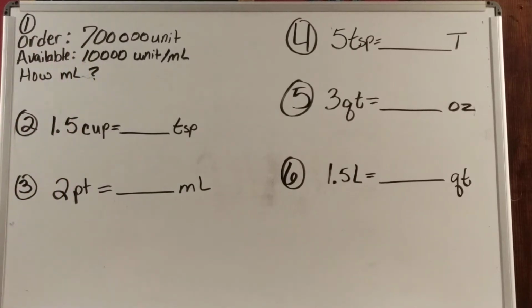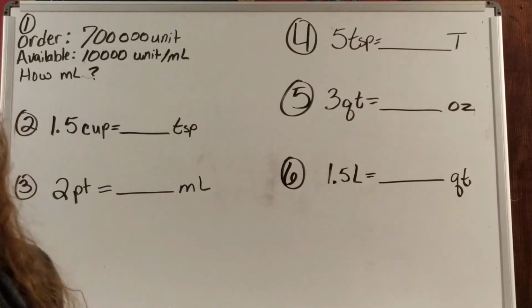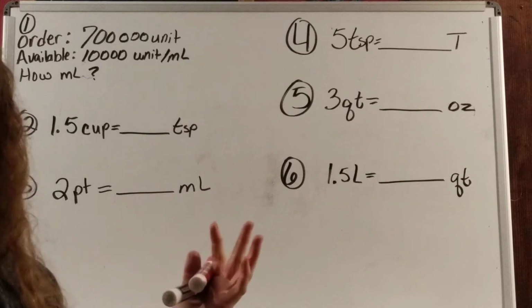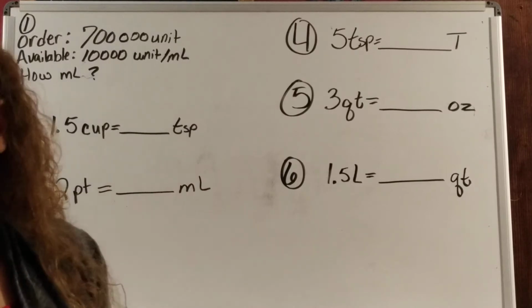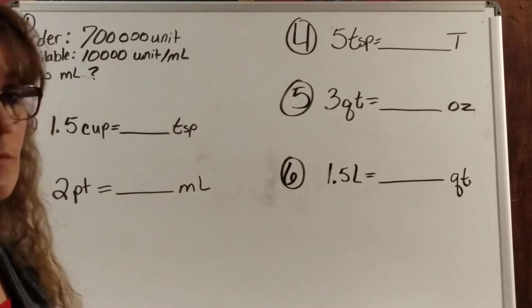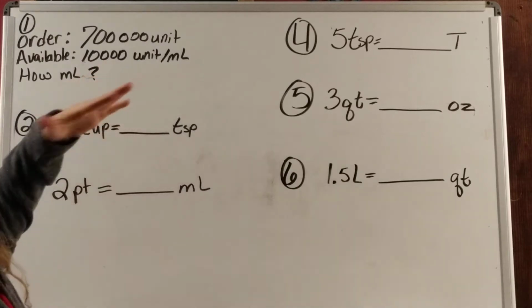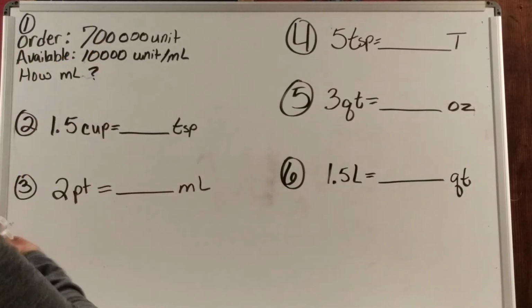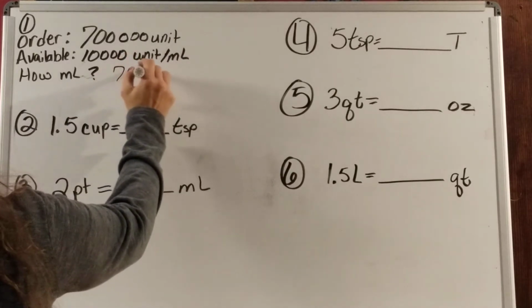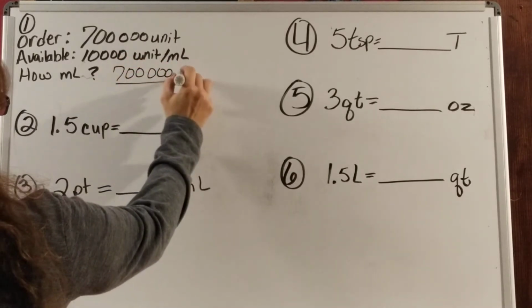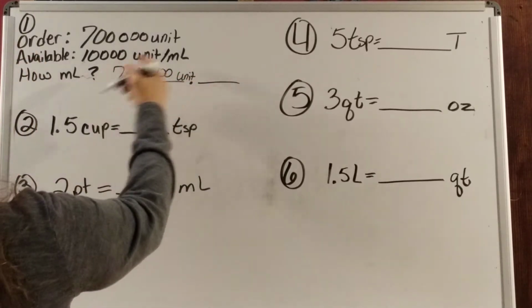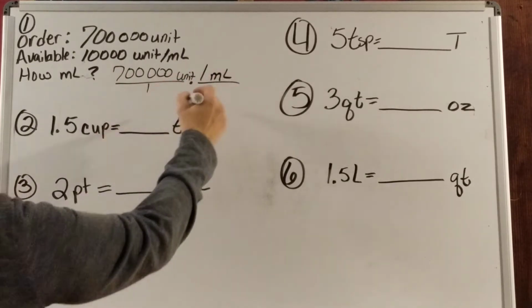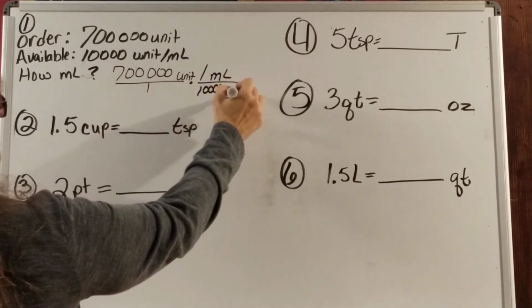It says that I have 700,000 units, and what's available is 10,000 units per milliliter. And I asked you how many milliliters will you be administering, or how many milliliters is available, whatever the question may be. But we want to know how many milliliters we're going to give the patient. So if you have 700,000 for your order, we're just going to set it up like a regular conversion, or you can use formula method. We're solving for milliliters, so it needs to go on top, and let's divide by that 10,000 units.